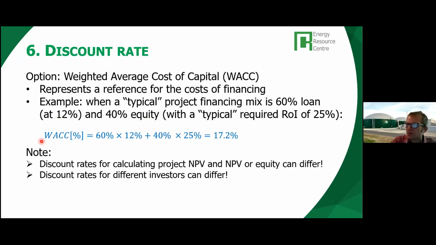The weighted average cost of capital for these figures, for example, would be, say, 60% loan at a 12% interest rate and 40% equity with a desired minimum 25% return on capital. You could calculate a weighted average cost of capital of 17.2% in this case.